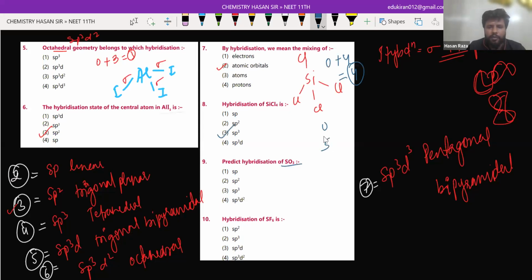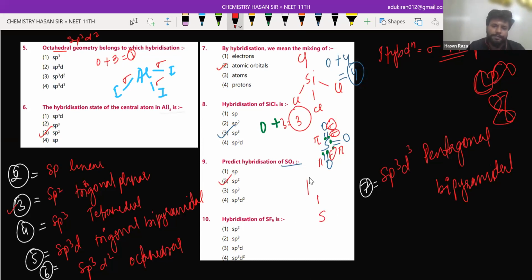Hybridization of SO3. Whenever oxygen is there, you are going to make double bonds. Sulfur is 16th group, and it has 6 electrons in the outermost shell, and all 6 electrons are busy in bonding. 0 lone pair plus how many sigma bonds? Whenever a double bond comes, 1 sigma, 1 pi. So this is your sigma, this is your pi, and so on. Sigma is 1, 2, 3. So the sum comes out to be 3. So the hybridization will be sp2.